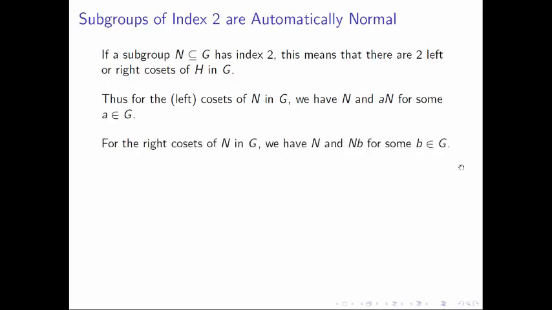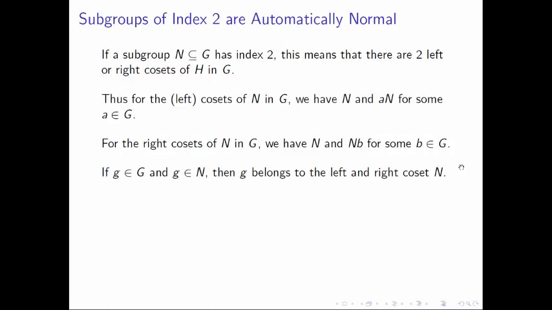Similarly, we have 2 right cosets of N in G, so N has to be one of them, that's always a coset whether it's on the left or on the right, and we'll name the other coset N times little b, for some b in G. I'm using a different letter because I don't know where a belongs. In fact, I do. Let's think about this a little bit further.